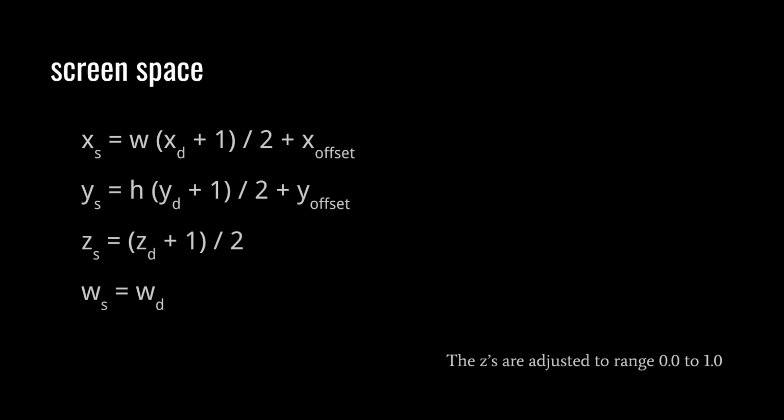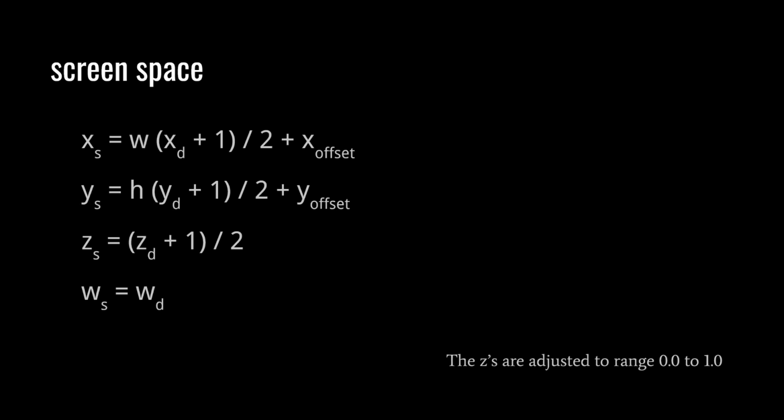So you take, say, your X value, you add 1, so now its value is ranging from 0 to 2. If we divide by 2, then everything is in a range of 0 to 1, and then you multiply by the width, and now everything is in the range from 0 to the width. And lastly, we add in the X offset. And then it's the same thing for the Y values, except you use height instead of width.